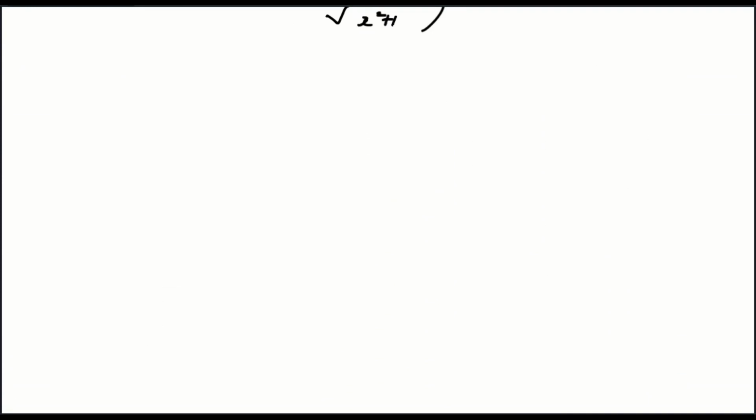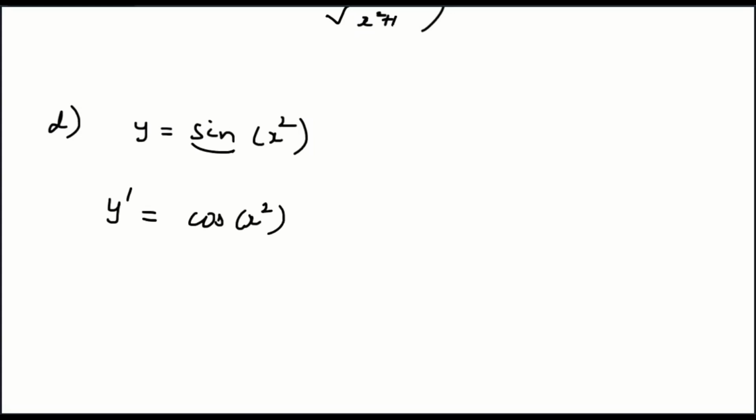Let us try to recall some two simple sums. Differentiate y is equal to sine of x square. Very simple. So what is y dash? Differential of sine is cos of x square and differential of x square is 2x. So the final answer is 2x into cos of x square.